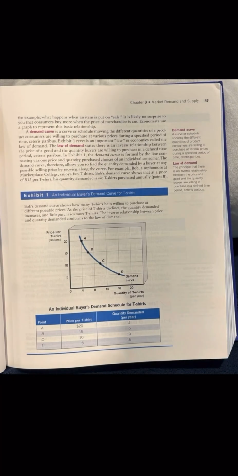Consider, for example, what happens when an item is put on sale. It is likely no surprise to you that consumers buy more when the price of merchandise is cut. Economists use a graph to represent this basic relationship. A demand curve is a curve or schedule showing the different quantities of a product consumers are willing to purchase at various prices during a specified period of time, ceteris paribus.